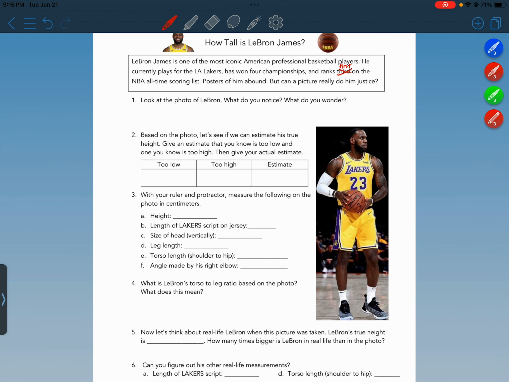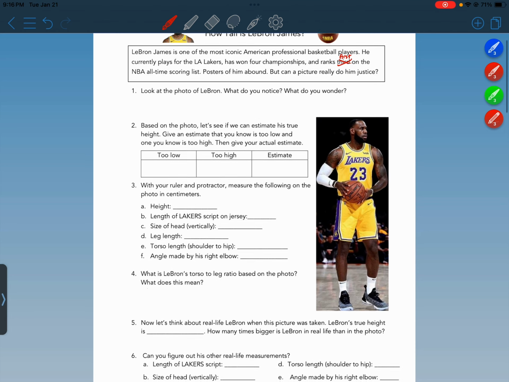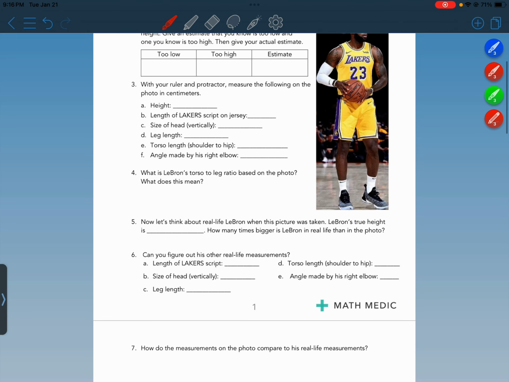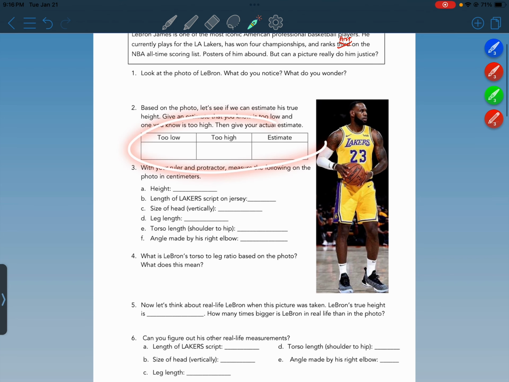All right, so a couple things that you might need is when you get to question 5, okay, your guest teacher will tell you what LeBron's true height is, but we're not going to reveal that yet because we want you to make a couple guesses first in question number 2.